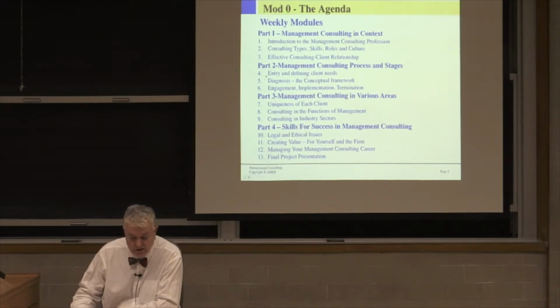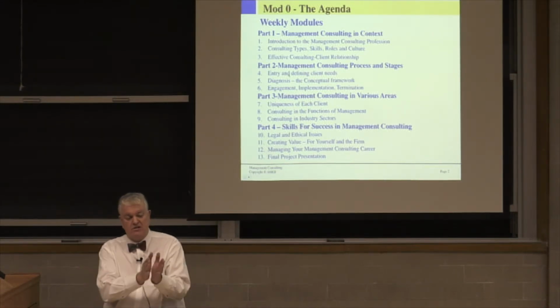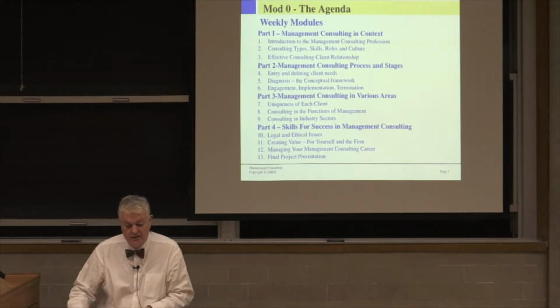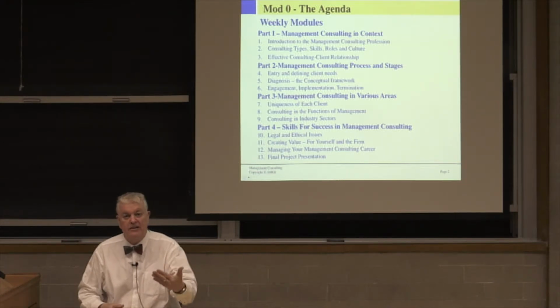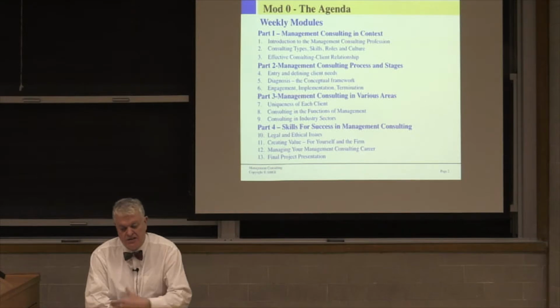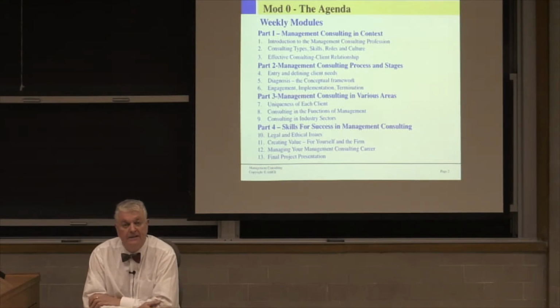In part 2, we talk about the specific stages. This is where the rubber meets the road. This is where you actually do the work. So in Module 4, we talk about how you enter a client for potential work. You haven't got the job yet, but you're meeting them, listening to what their needs are, and defining their needs. That's Module 4. And that's a make-or-break meeting.